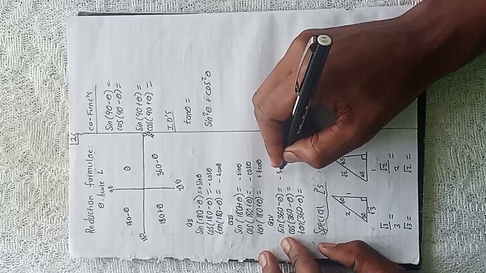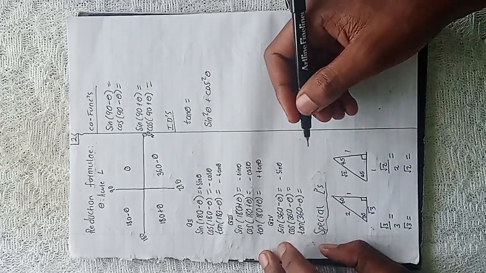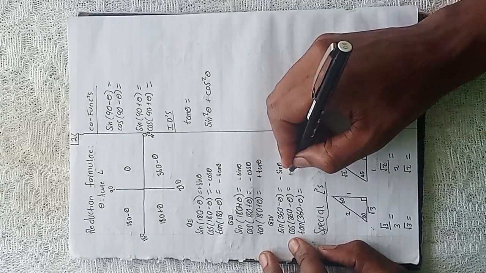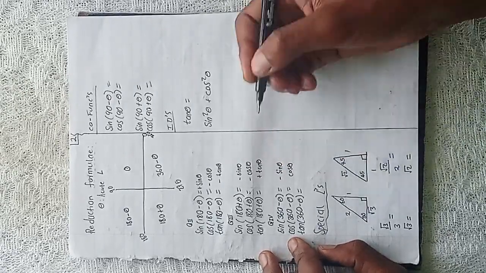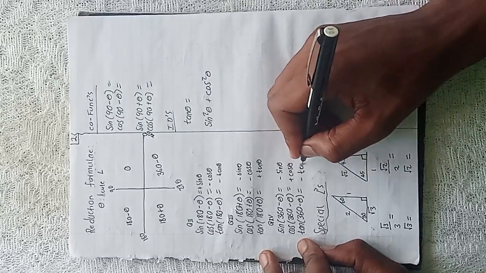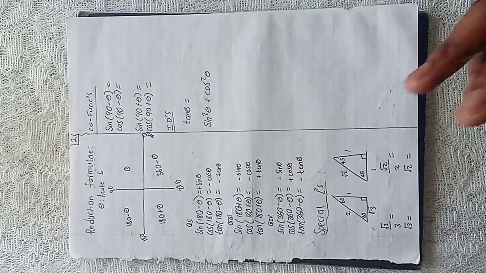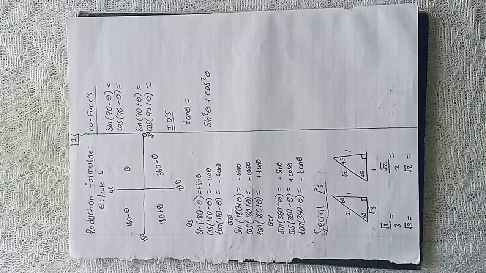Sine will be negative theta. When I reduce this, it will be positive cos theta, and this one will be negative tan theta. So these are very important. Please don't forget them. These rules are very important. They will still help us in grade 12.